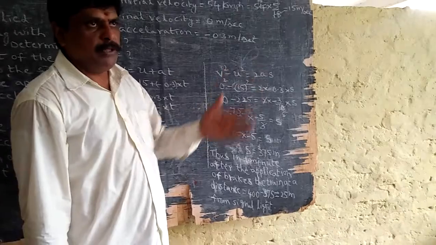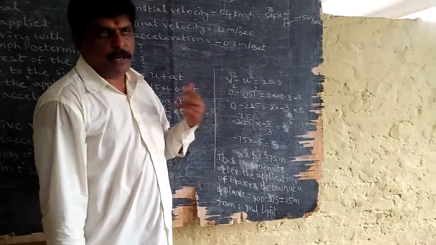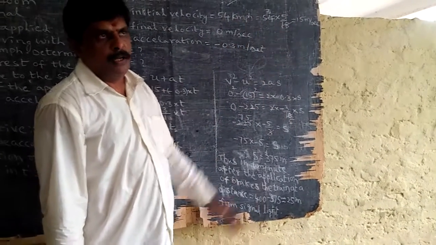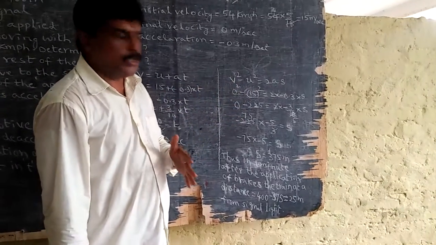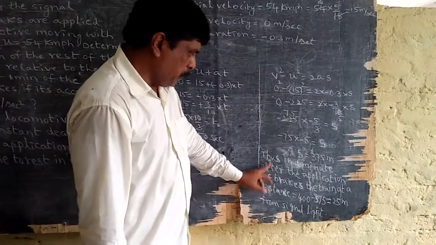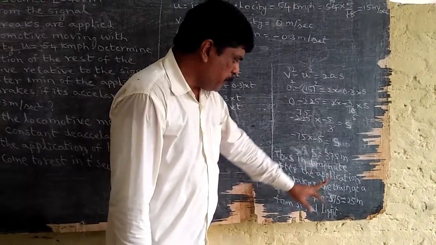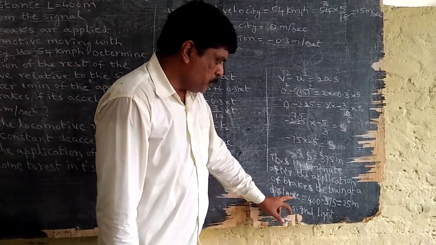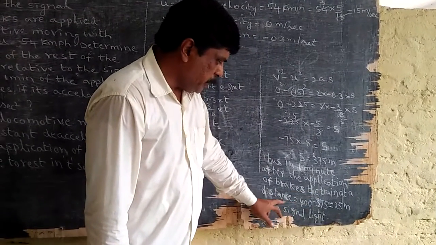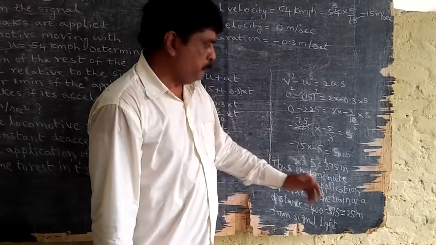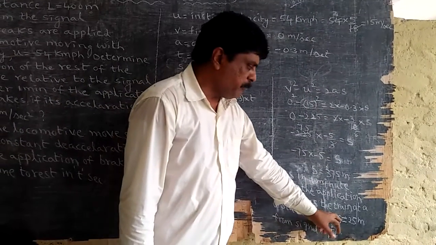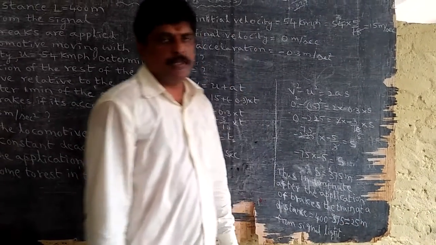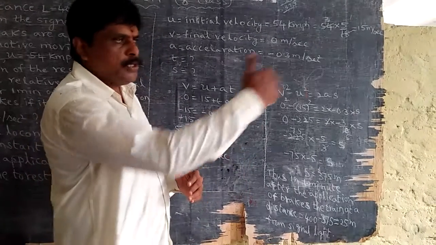The distance between the light signal and the train before the brakes were applied is 400 meters. So in 1 minute after the application of brakes, the train's distance from the signal is 400 minus 375, which is equal to 25 meters. So the train stopped 25 meters before the signal.